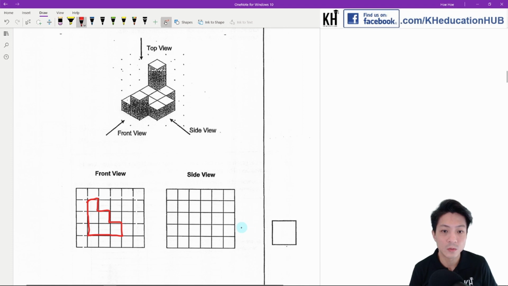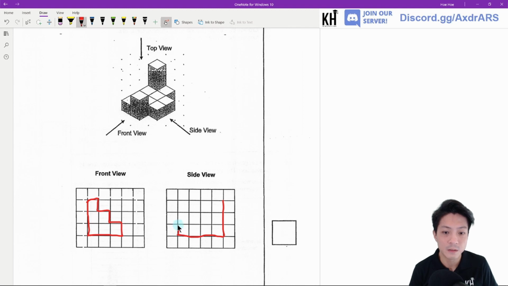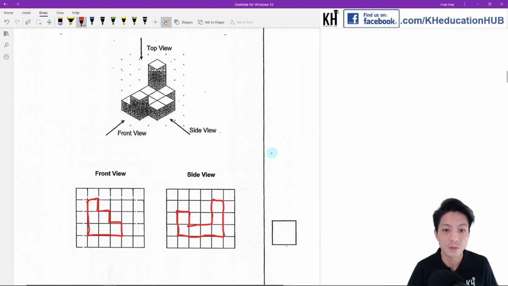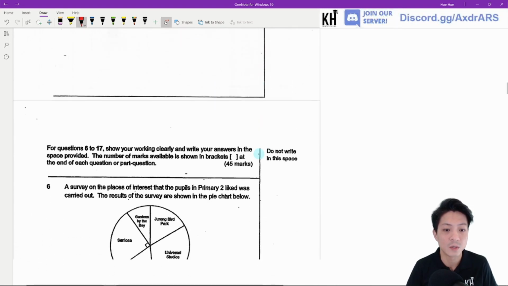Okay, let's go to the side view. Okay, the side view will be 3 over here. 4 all the way up and nothing else. Okay, so this will be the answer for this question.